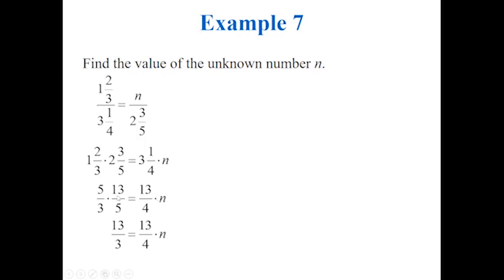So 5/3 times 13/5 equals 13/4 times n. To multiply 5/3 times 13/5, the 5's cancel. We're left with 13/3. 13/3 equals 13/4 times n. Let's do the rest on the other side of the slide.